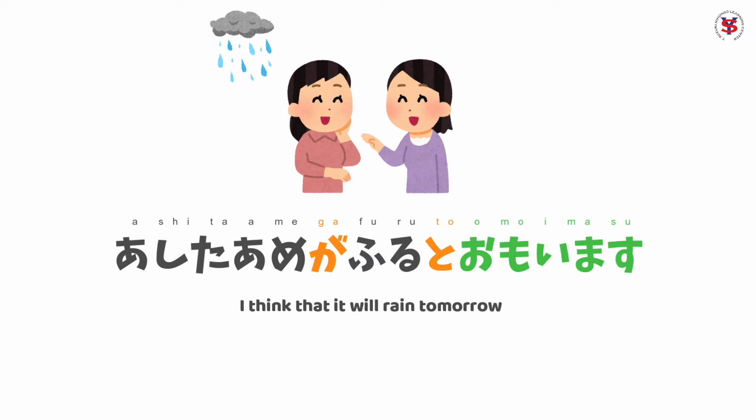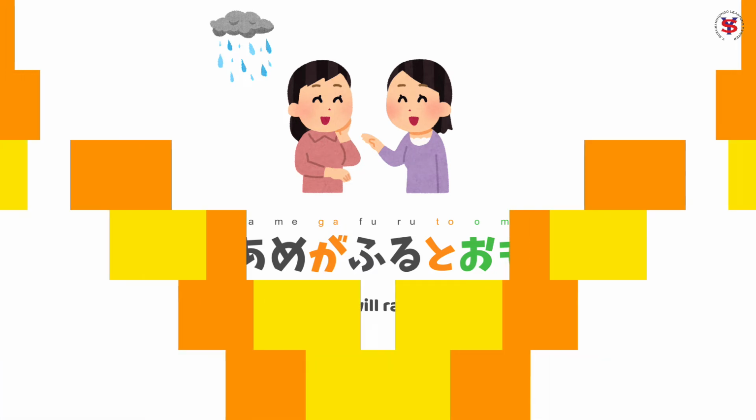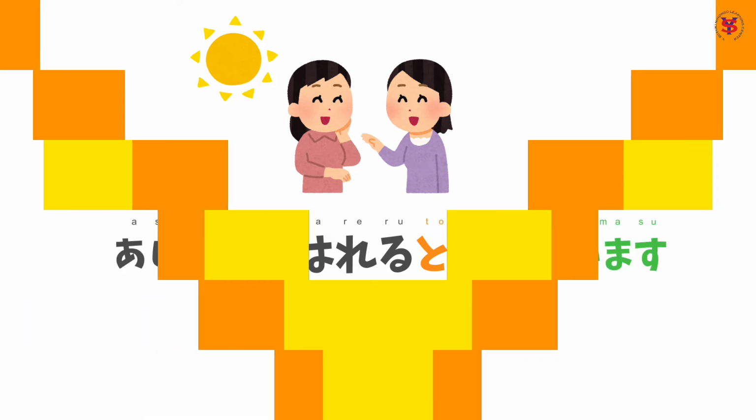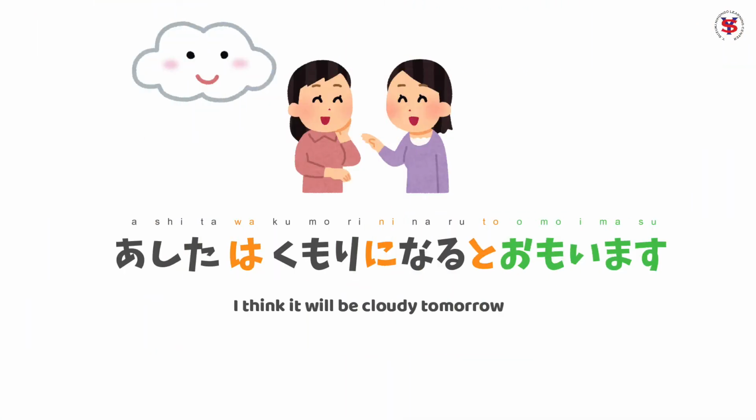And we can even mix it up by changing what our opinion is, right? So I think it will be sunny tomorrow is 明日は晴れると思います. I think it will be cloudy tomorrow is 明日曇りになると思います.